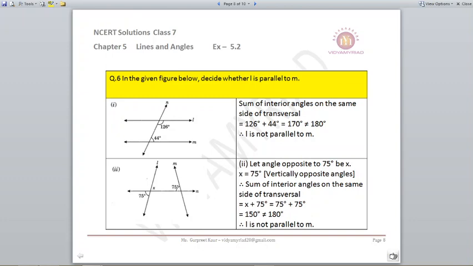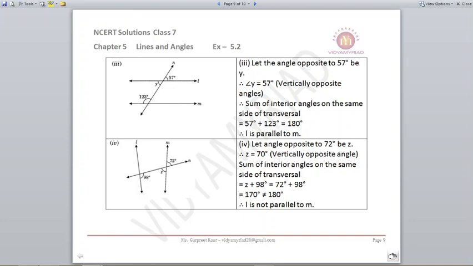Now, next in this, let the angle opposite to 75 degrees be X. So X is 75, which is vertically opposite angles. So again, let us try: 75 plus X, which is 75. If I do it, it comes to 150 degrees. The angles should total 180 because they are forming co-interior angles, but they do not. So L is not parallel to M.